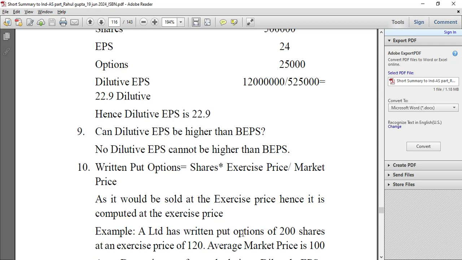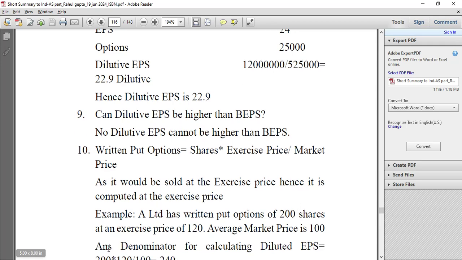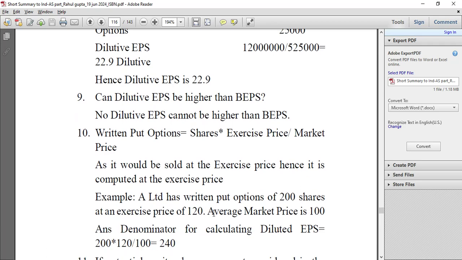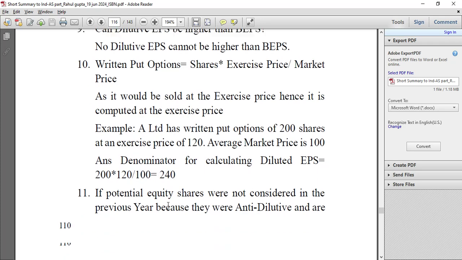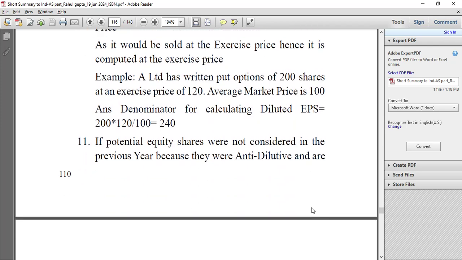A Limited has written put options of 200 shares at an exercise price of 120. Average market price is 100. Denominator for calculating diluted earnings per share is 200 into 120 exercise price divided by market price 100. That is 240.